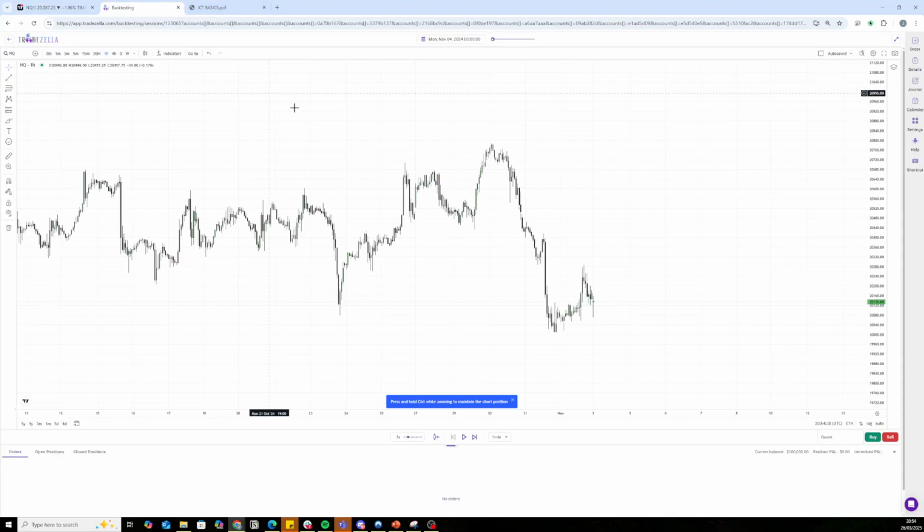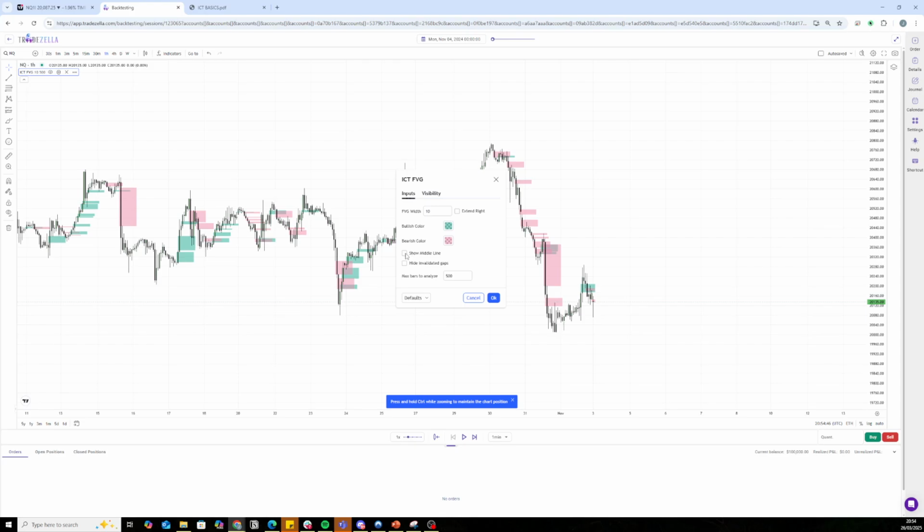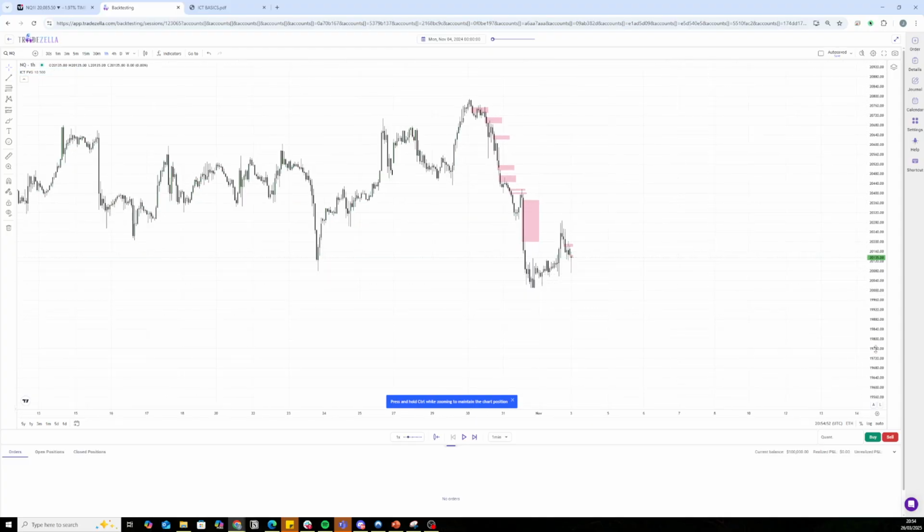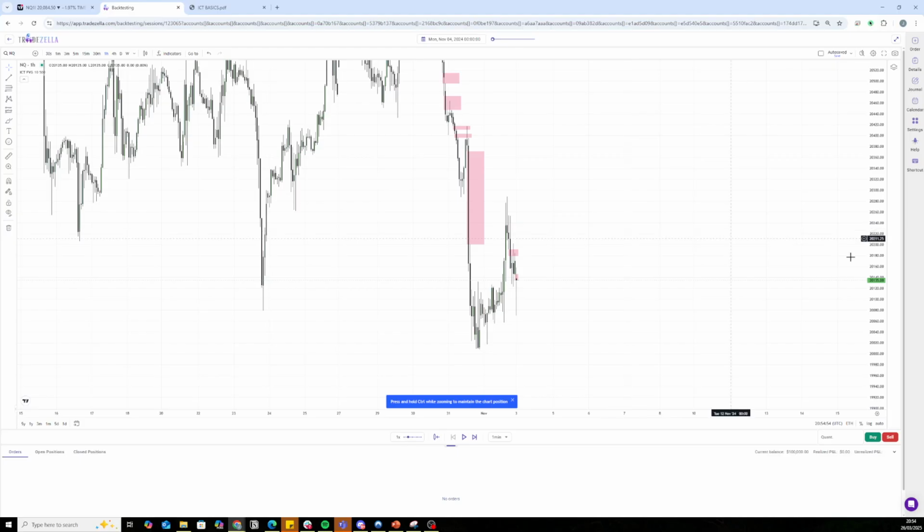Right, and on TradingView, we also have the fair value gap indicator. So if I just search fair value gap, now you can see all my fair value gaps are automatically drawn on the chart for me. Make sure you always put hide invalidated gaps on though, because otherwise it shows too many. Okay, see? Now they're automatically marked out.